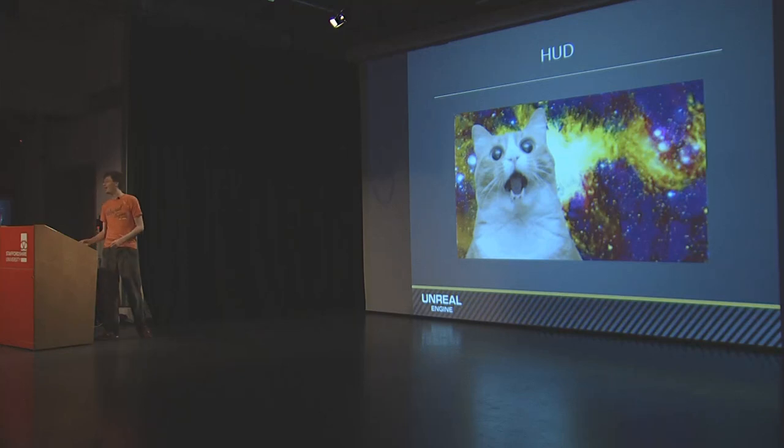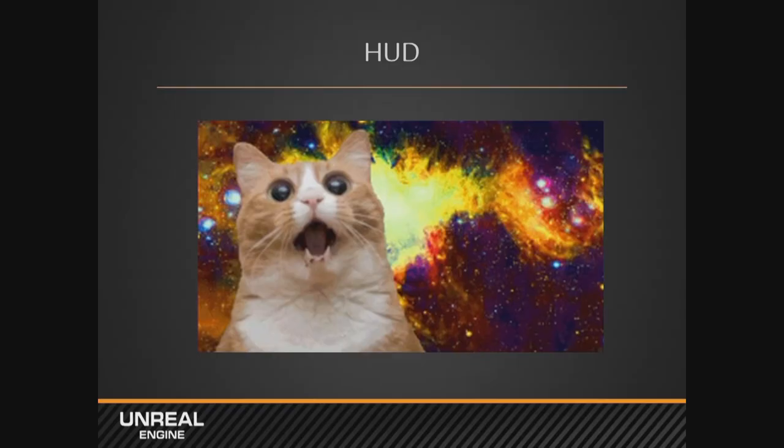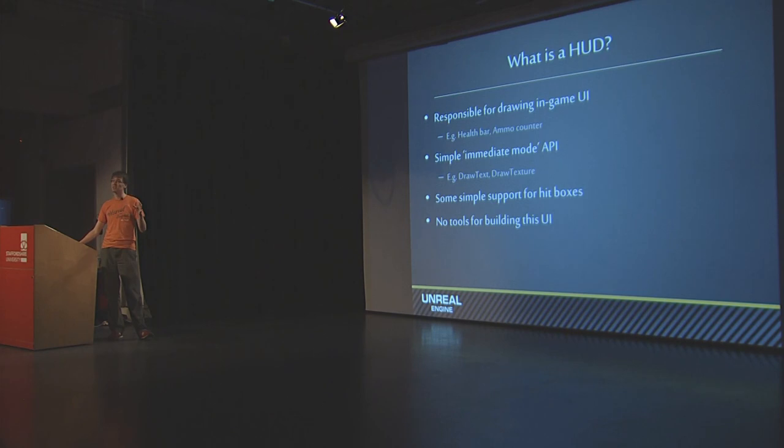HUD. The HUD class is what you use if you want to get some simple UI on the screen really quickly. If you want to put a health bar on there, or an ammo counter or a crosshair in the middle of the screen, you can make your own blueprint or your own C++ class that derives from HUD. You've got an event in there which lets you draw text, and lets you draw rectangles and materials or textures on the screen.